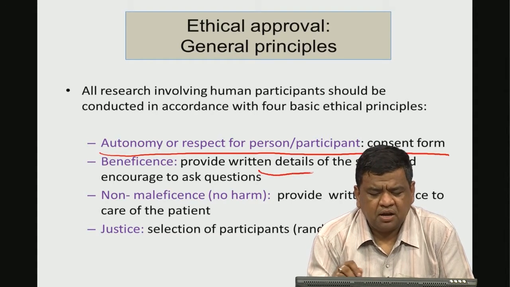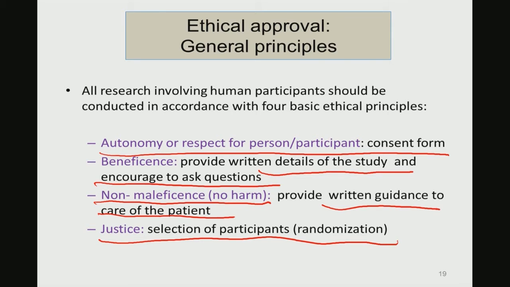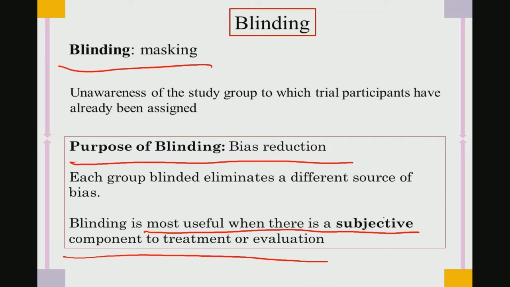Beneficence: providing written details of the study, and each human patient is encouraged to ask the investigators as many questions as possible. The third one is no harm, non-maleficence, so provide written guidance on the care of the patients. Patient care is important, and it is equally important when you conduct preclinical trials in in vivo experiments. And the fourth one, justice: selection of participants, where the randomization process is to be ensured.